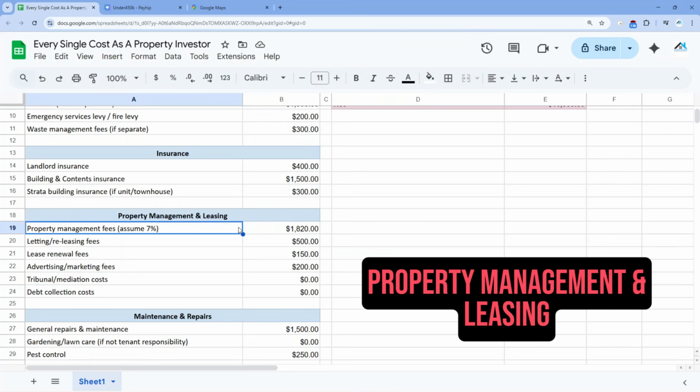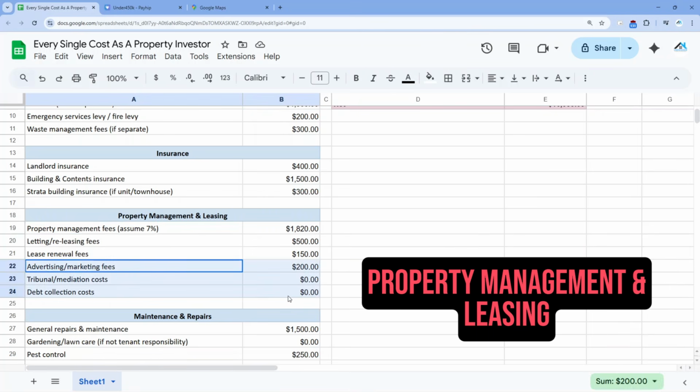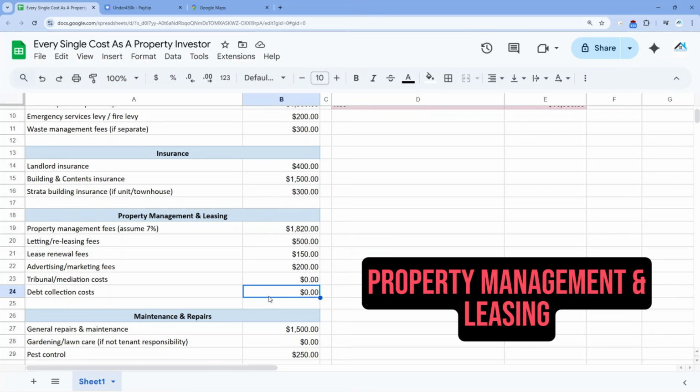Now, one thing I will say, some property managers will charge you a higher upfront percentage, like 8 or 9%, but they won't have any of these small other fees like tribunal costs, debt collection costs, administration fees, etc. While some property managers will charge you a very low upfront fee, like 5 to 6%, but then nickel and dime you on every single little thing that you want done. So be very careful about which property manager you go with. Read the terms and conditions very carefully before signing with them.